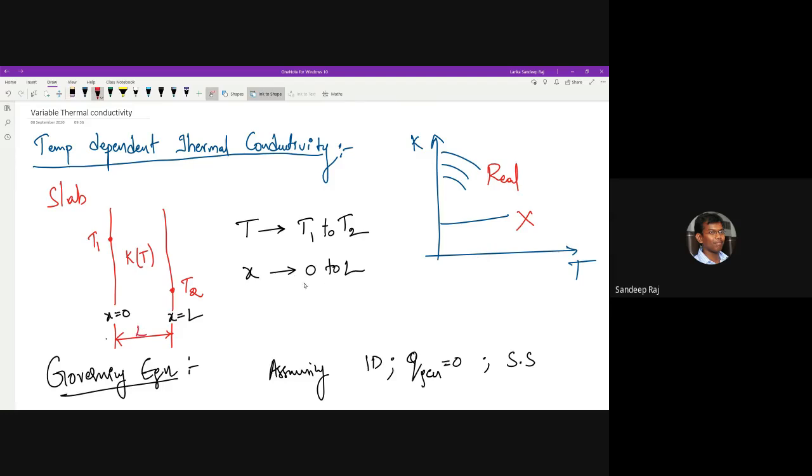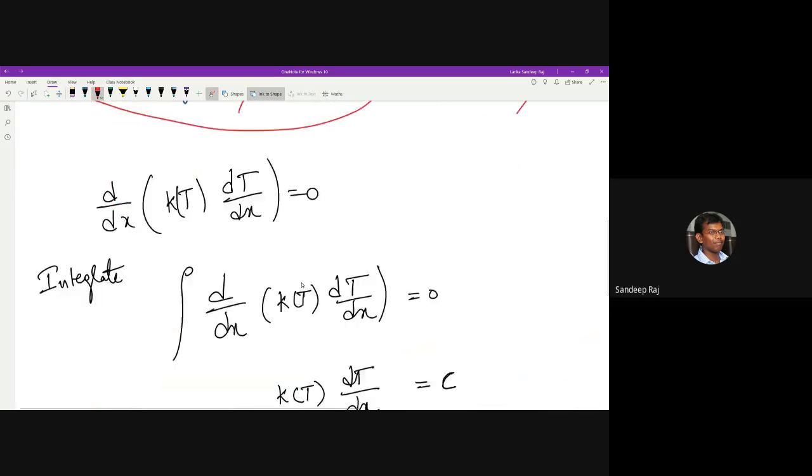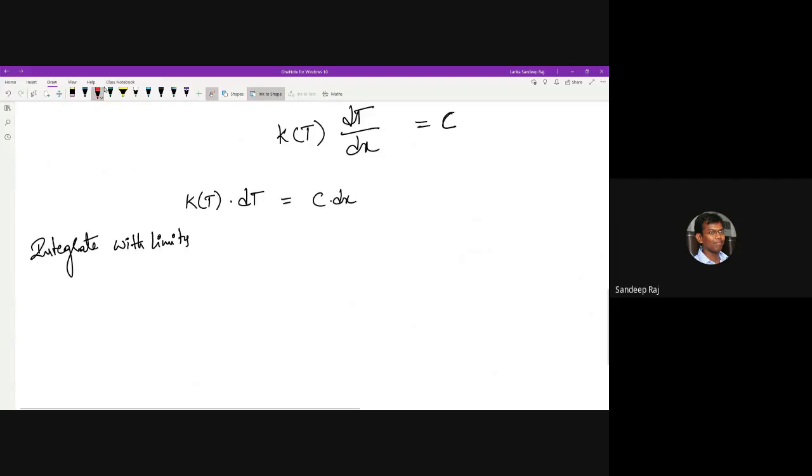Okay. So x is varying from 0 to L. What I will do now is take this one with the limits, taken from T1 to T2, integral K of T into dt, is equal to the integral taken from 0 to L of C into dx. This is what I will take.